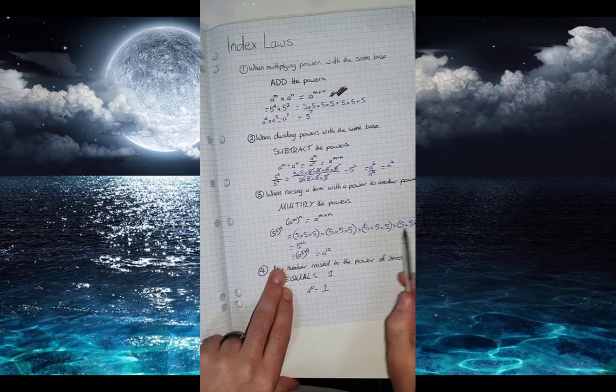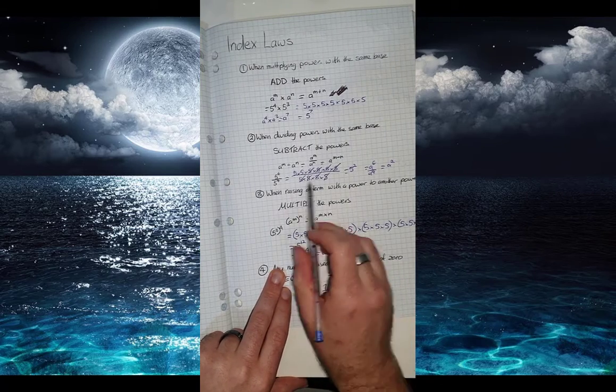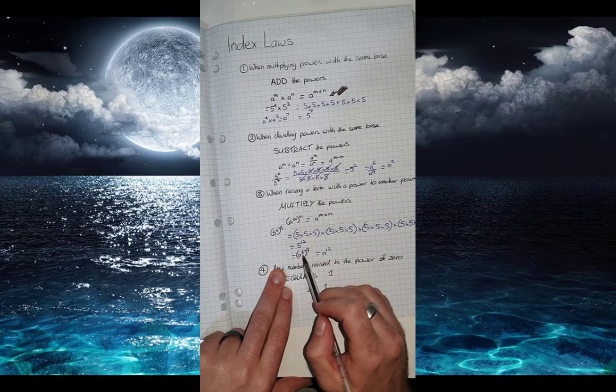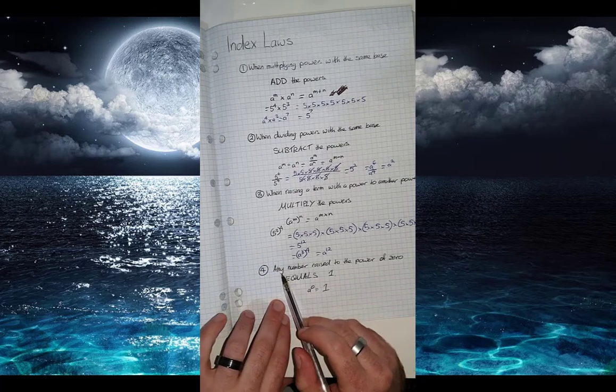So we could do this and get the right answer, but the much quicker way is to use this law to our advantage and understand that in this case we would times the 3 and the 4 together to get 12. It's a much shorter way. The last one's very easy.